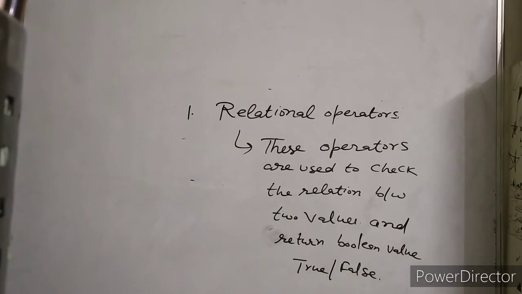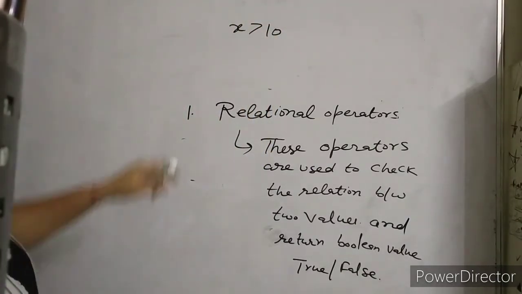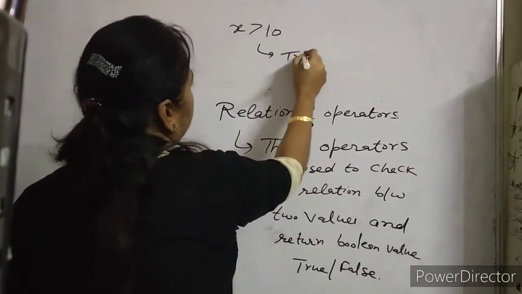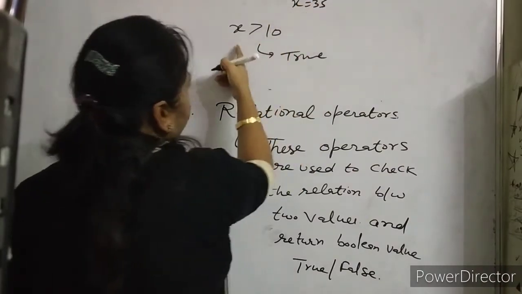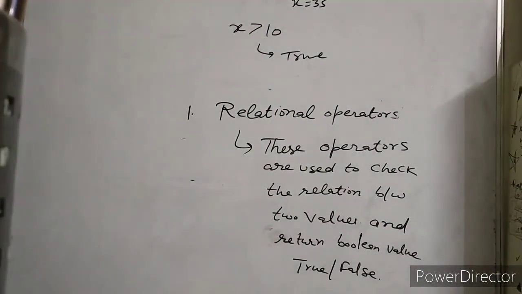In mathematics, you studied relational operators. If I tell you x greater than 10, you have studied these types of equalities and inequalities. You will check whether the value of x is greater than 10 or not, and it returns true or false. If the x value is 35, what will you get? 35 greater than 10. You will say true. Same concept is here also. Clear? Now, what are my relational operators in MySQL?